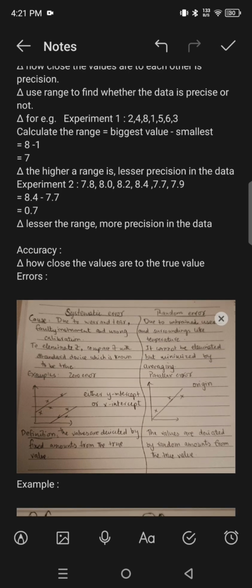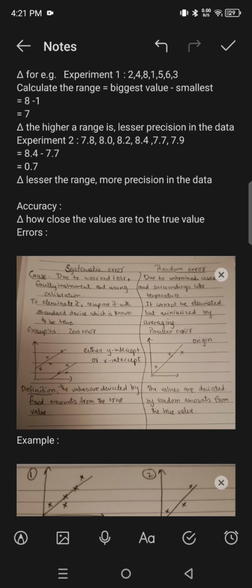For experiment number 2, you can see 7.8, 8.0, 8.2, 8.4, 7.7 and 7.9. Again, I used range and I got 0.7. So the lesser the range, the more precision in the data is.